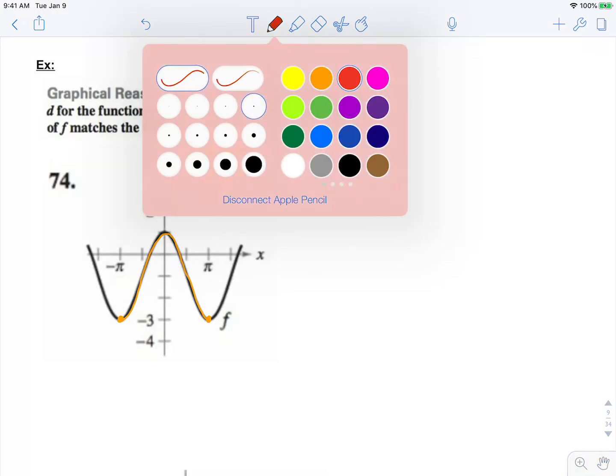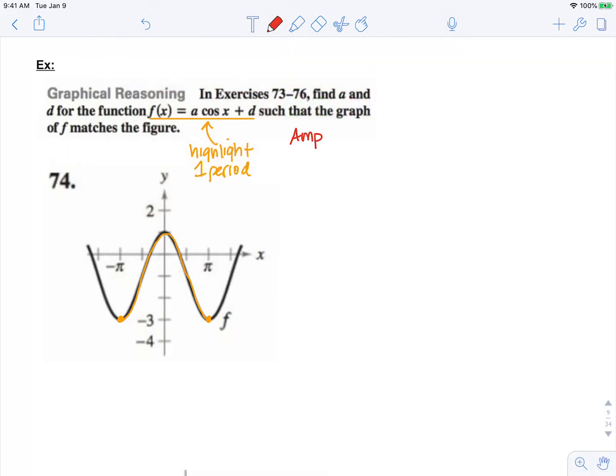The first thing I'll look for is my amplitude. And there's a formula you can use to find that. It's your highest y value minus your lowest y value divided by 2. So my highest y value is 1 minus my lowest y value, negative 3, divided by 2. That's 4 over 2, which is 2. So that's my A.